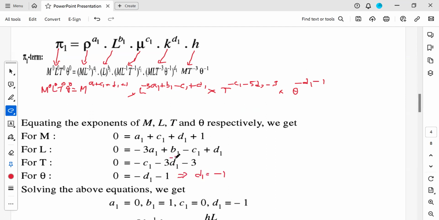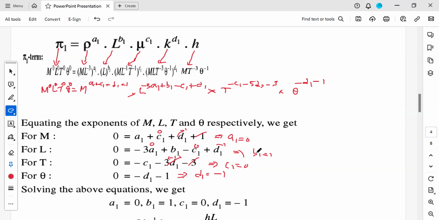Substitute minus 1 here. Minus of minus becomes plus, so these terms get cancelled. That implies c1 is equal to 0. So with c1 equal to 0 and d1 equal to minus 1, this term gets cancelled and you get a1 also 0. Substituting a1 equal to 0, c1 equal to 0 and d1 equal to minus 1, you get b1 equal to 1.